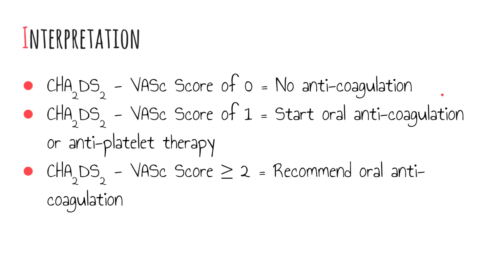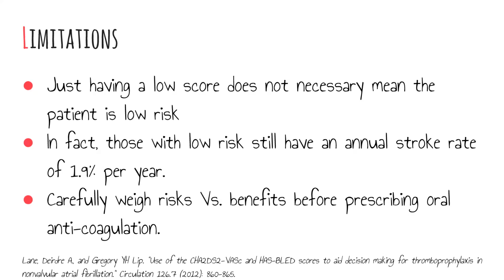Those who have a score of 1, it is recommended that anticoagulation be started, or you may want to decide whether they may not require anticoagulation but may just require antiplatelet therapy. Those who have a score of more than or equal to 2, it is recommended that these patients go on oral anticoagulation provided the benefits of going on treatment outweigh the risks.